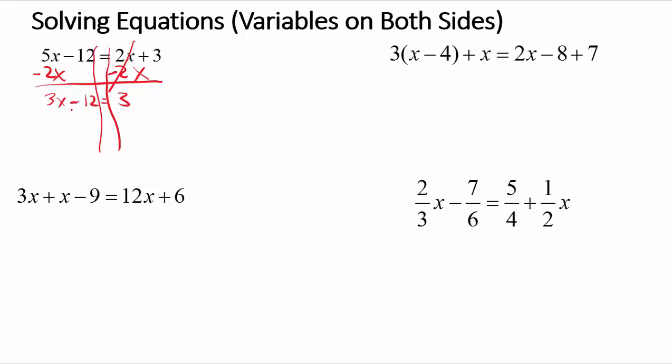Okay. Again, I just have to move the furthest number from the x. I'll add the 12 over. Gives me 3x equals 15. And then finally, if I divide by 3 on both sides, I should get x equals 5.